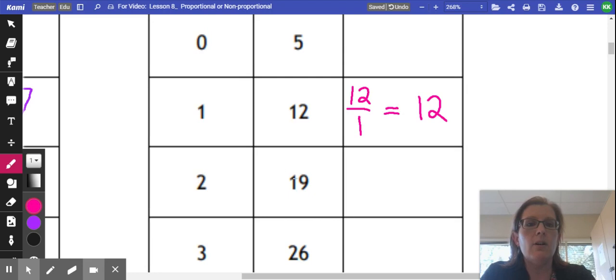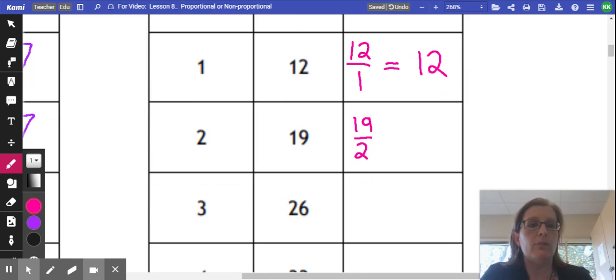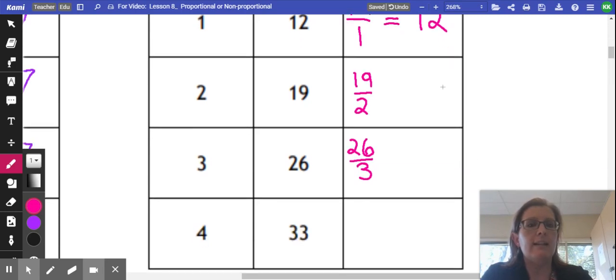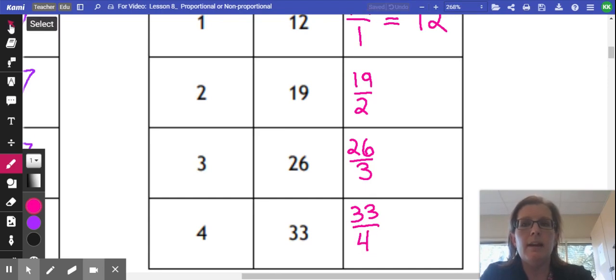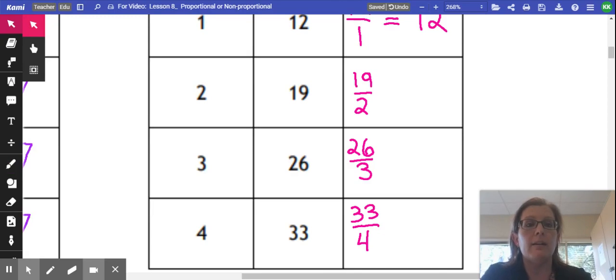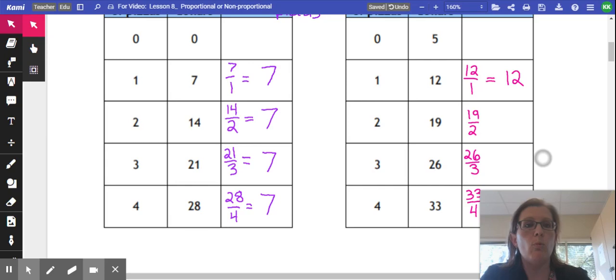Now, 2 pizzas cost $19. So I do $19 for 2 pizzas. That does not simplify. 19 over 2 is in the simplest form. Next, I have 3 pizzas for $26. So that's 26 over 3. It also does not simplify. 26 over 3 is in simplest form. And last, I have 4 pizzas for $33. So that's 33 over 4. And 33 over 4 also does not simplify. So it was in simplest form.